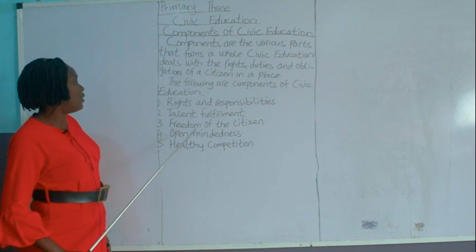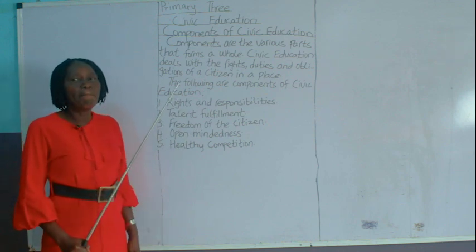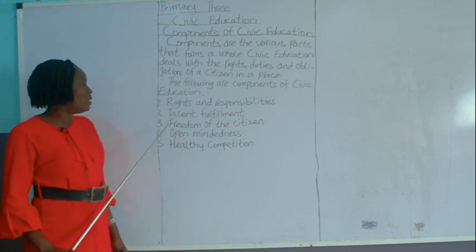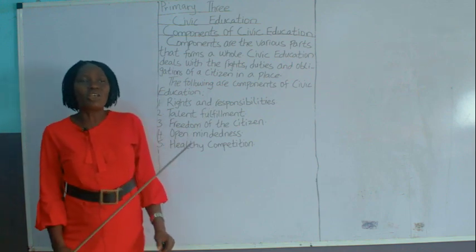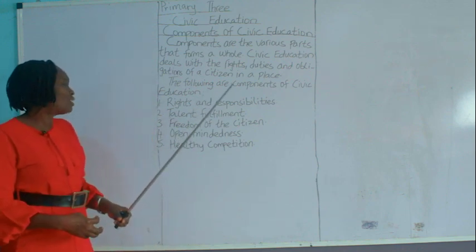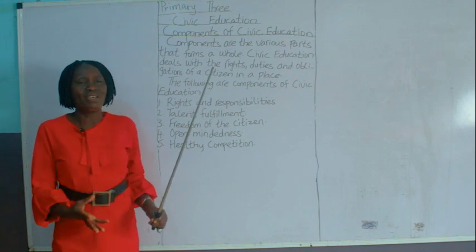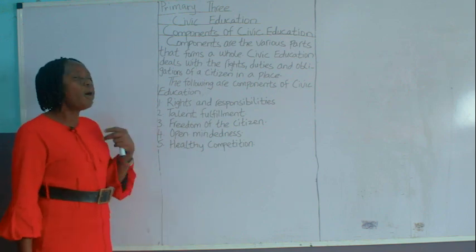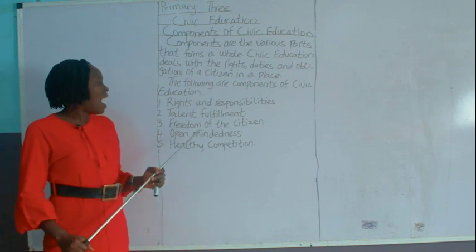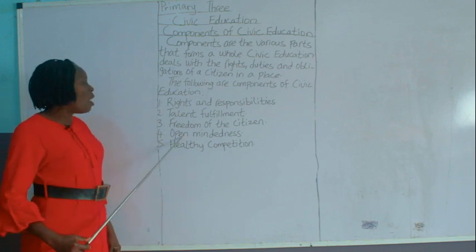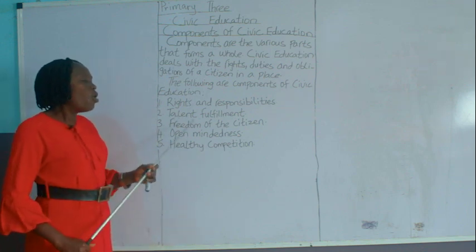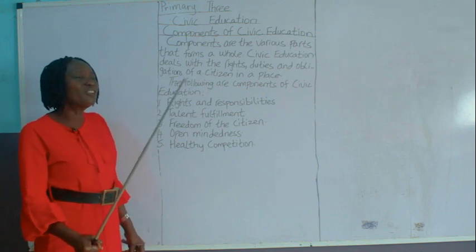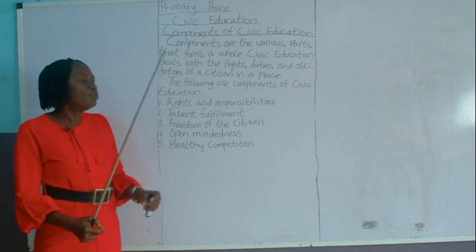Then the next component is open-mindedness. Civic education encourages us to do something without bitterness, with an open heart. If somebody has done anything, with an open mind, you are able to tell the person this is what you have done. Open-mindedness is doing something freely with an open heart.